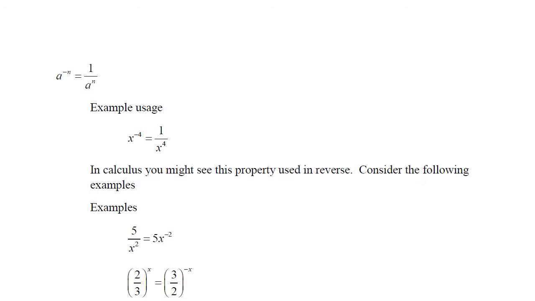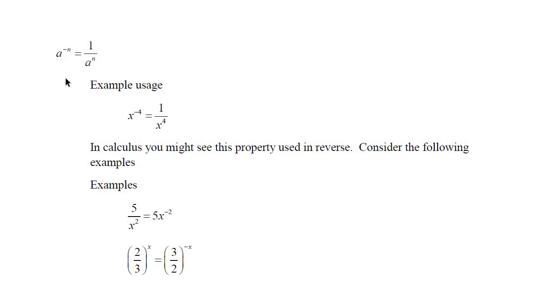Alright, so let's take a look at this next property. If I have something raised to a negative exponent, I can flip it, I can invert it, so a to the negative n is the same thing as 1 over a to the positive n. So an example usage would be x to the negative 4, that's equal to 1 over x to the 4th.